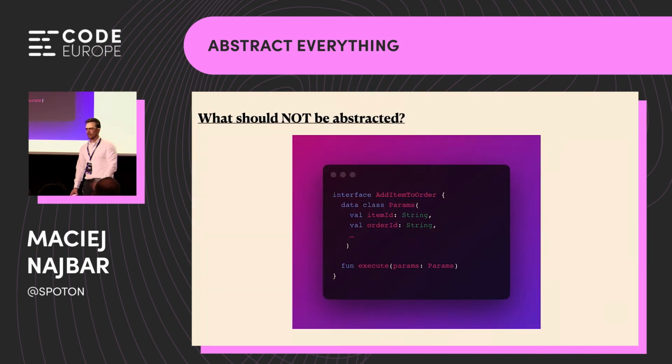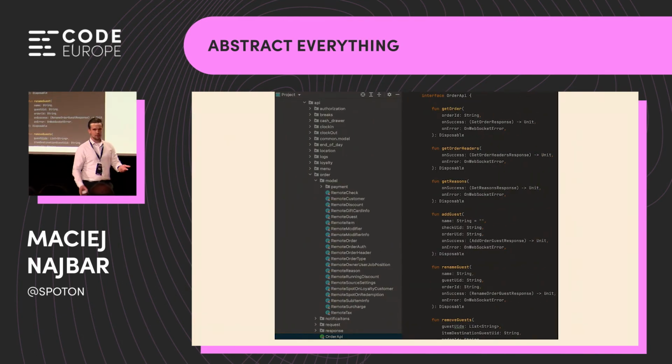What should not be abstracted? The DTOs. They should not be abstracted because they should be defined by the abstraction. As we already agreed, the abstraction defines what they accept. So here, the use case tells us what kind of parameters it accepts. Or when we design the API, the API tells us what kind of request it will accept and what kind of responses it will return.